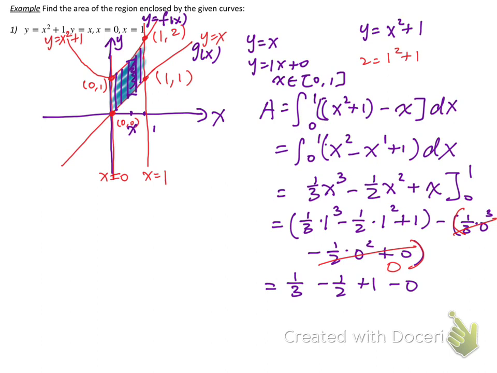So I'm having 1/3 minus 1/2 plus 1, minus the whole red parentheses, which gives me 0. I need a common denominator, 6. Multiply by 2, multiply by 3, and this becomes 6/6. So 2 minus 3 plus 6, and this gives me negative 1 plus 6, 5/6. That is the area of the region.